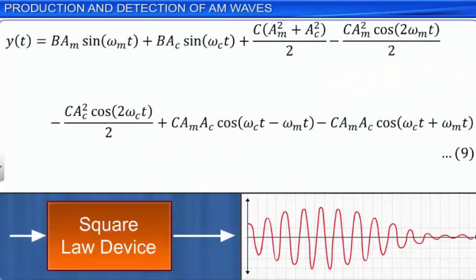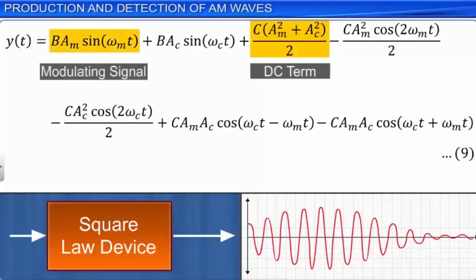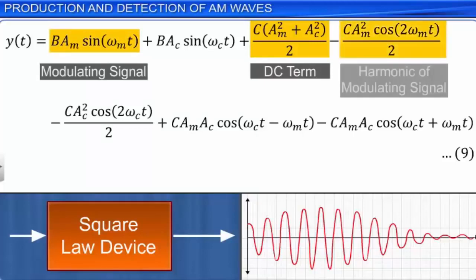The additional terms in equation 9 include a non-sinusoidal term as shown. Terms that do not include a sine wave factor are called DC terms. In addition to a DC term, equation 9 also contains sinusoidal waves corresponding to the modulating signal, and the harmonics of the modulating signal and of the carrier wave.